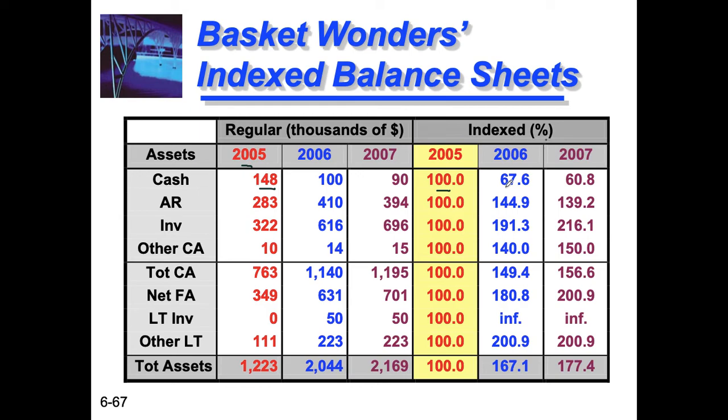How about in 2006? 100 per 148 multiplied by 100%. So the result is 67.6%. How about this one? This is from 410 per 283 multiplied by 100%. So it becomes 144.9% and etc.